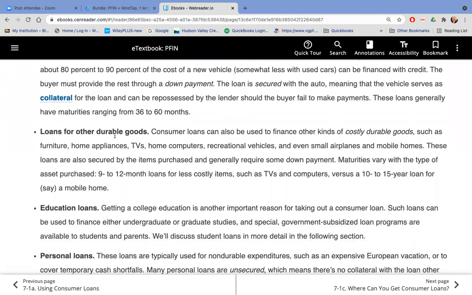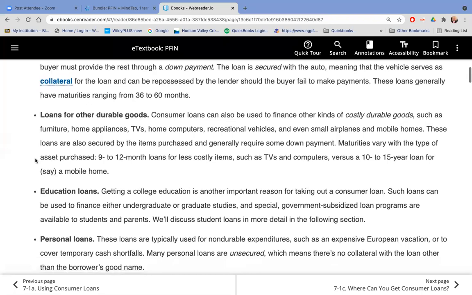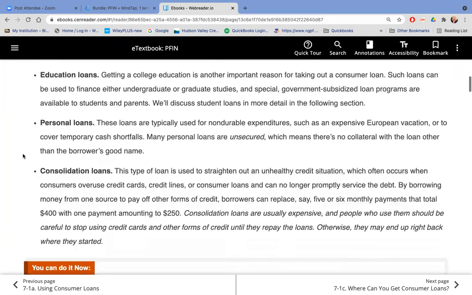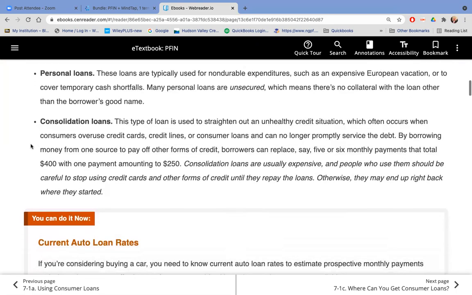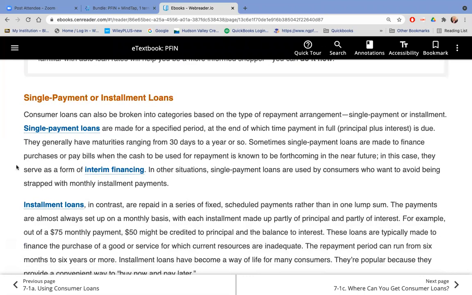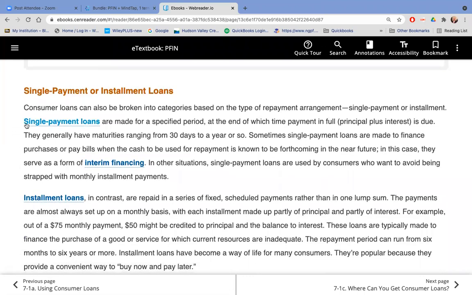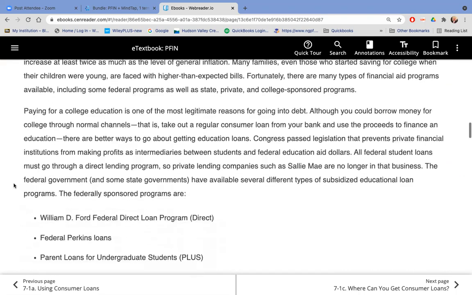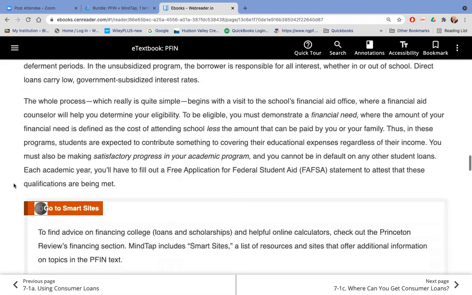A durable good is simply a consumer good that lasts a long time, like a television, washer, dryer, things like this, RVs, furniture. Education loans, we're talking about student loans a bit, personal loans, consolidation loans, all very important to understand. You're also going to be learning the difference between a single payment loan versus an installment loan. Very important to know that. And a lot of detail is given to you on student loans.